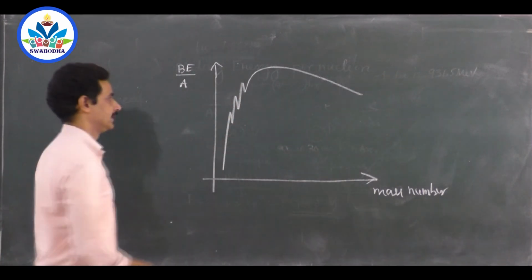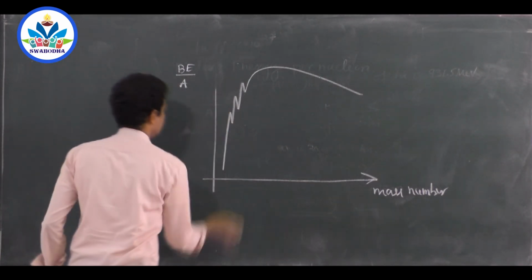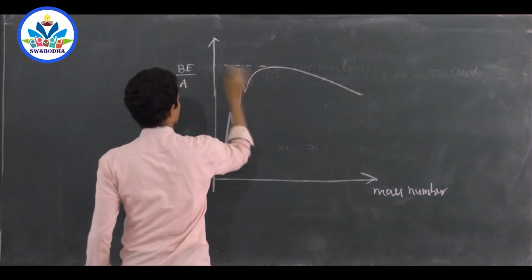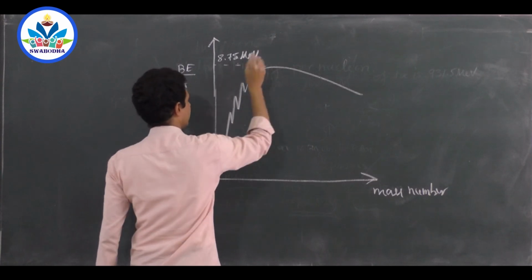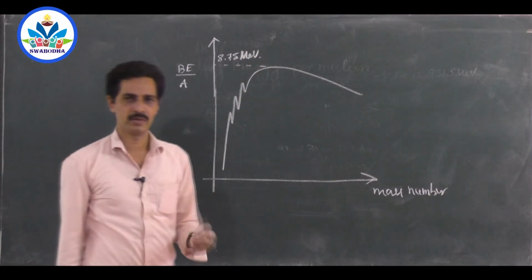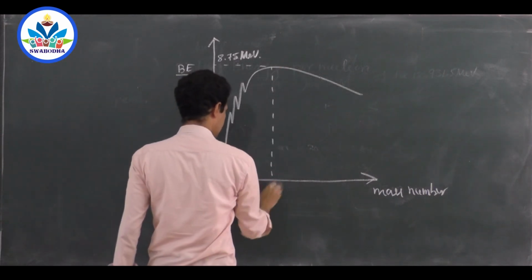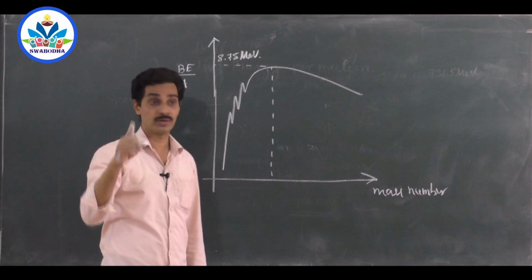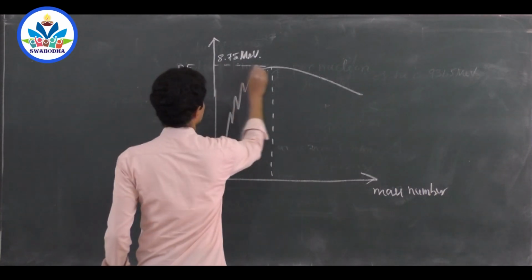A graph will be obtained like this, and the highest binding energy per nucleon was found to be here, almost 8.75 million electron volts. Can you tell me which is the very strong nucleus and stable atom? Very, very strong nucleus. It is iron, and here in the neighborhood you will get calcium. Calcium is also very strong. You know, bones are made up of calcium, right? Iron and calcium will come in this range.